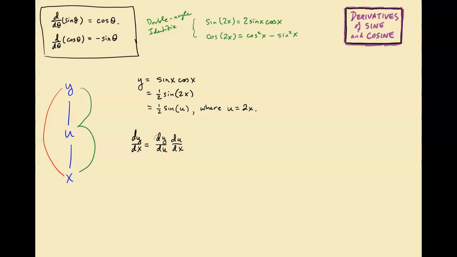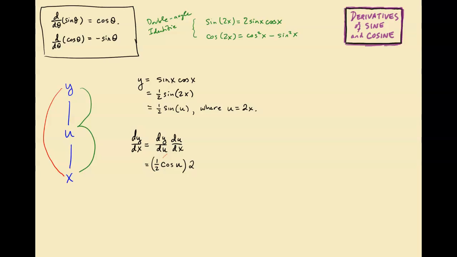What's dy/du? The derivative of y with respect to u. Well, here is y as a function of u. I know how to take that derivative. That is going to be half of cosine u. The half just sits there because it's a constant multiple, and the derivative of sine u with respect to u is of course just cosine u. But now I have this other factor, du/dx. What's that going to be? Well, here's u as a function of x. u is 2x. What's the derivative of this function with respect to x? Well, of course, it is the constant function 2.